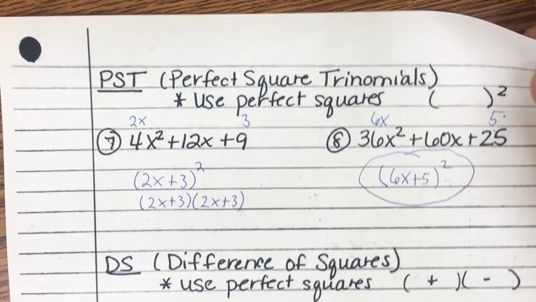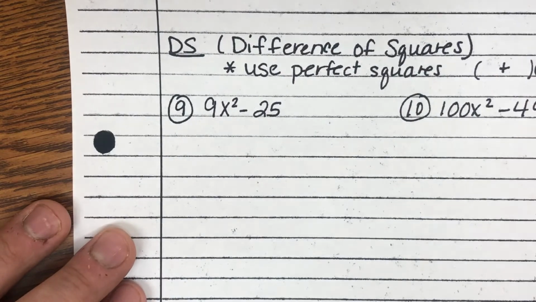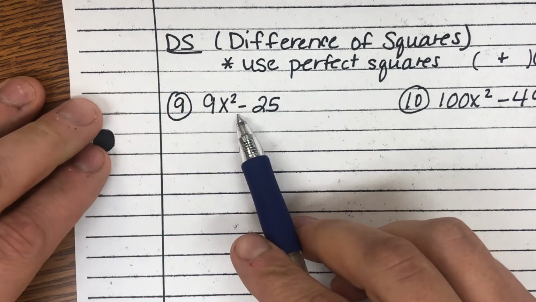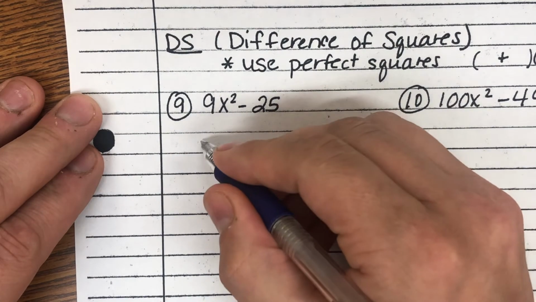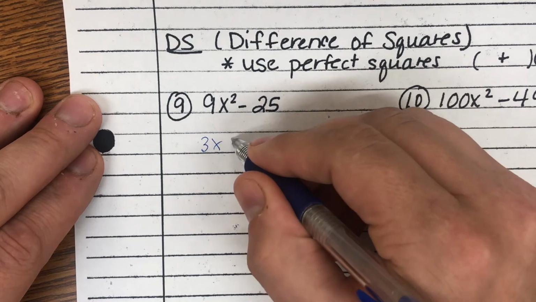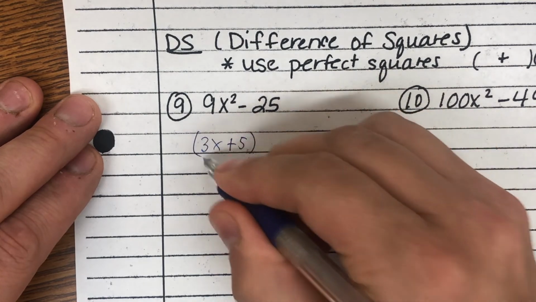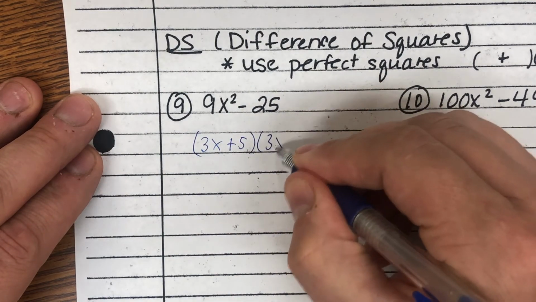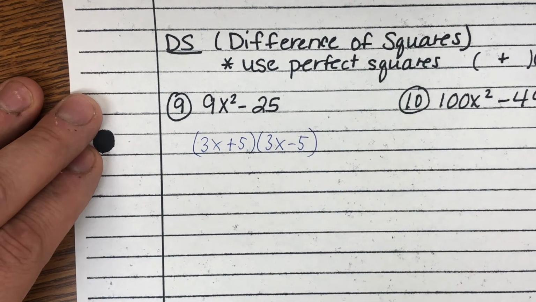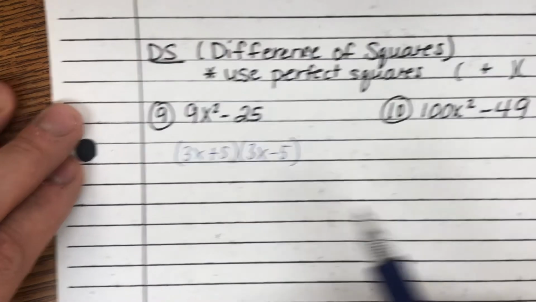Okay? And lastly, the difference of perfect squares. Two terms, minus sign in between. Square root of 9x squared is 3x. Square root of 25 is 5. 3x plus 5, so we have a plus, and we also have to do a 3x minus 5. Difference of perfect squares, one of our special cases.